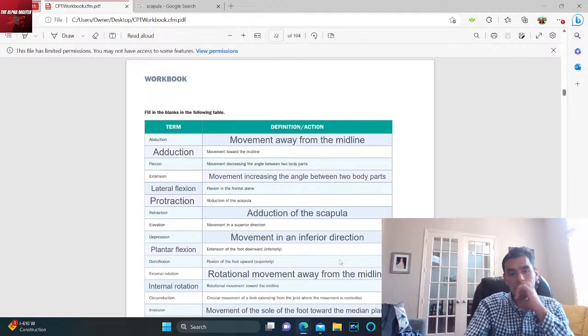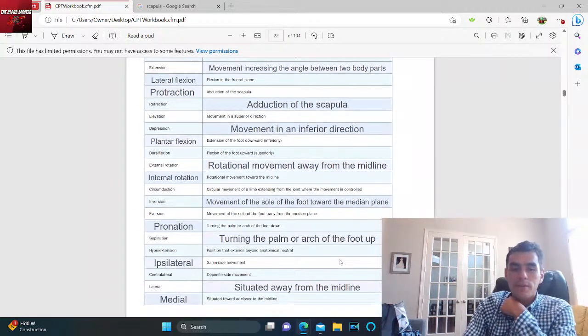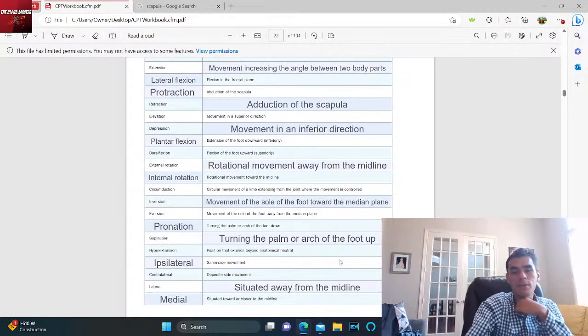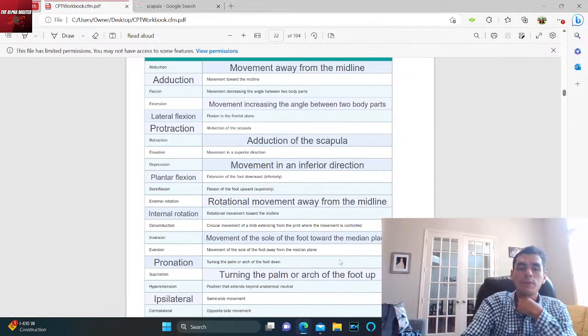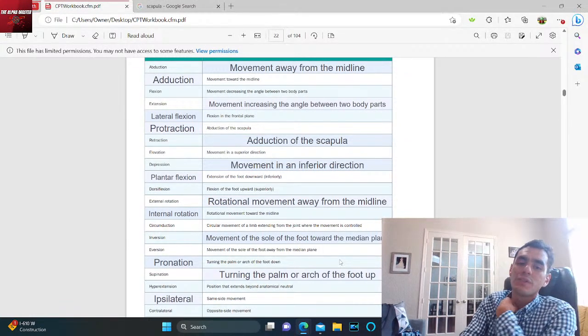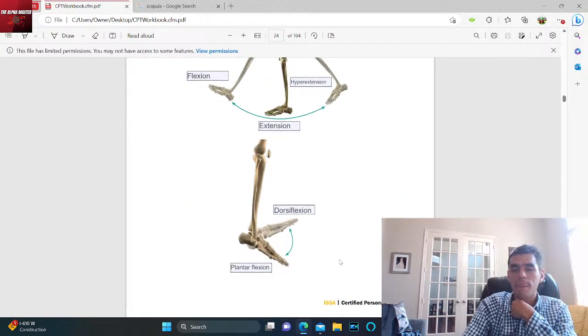Flexion is decreasing the angle between two body parts. Extension is increasing the angle between two body parts. Hyperextension is a position that extends beyond anatomical neutral. Plantar flexion is extension of the foot downward, inferiorly, and dorsiflexion is flexion of the foot upward, superiorly.